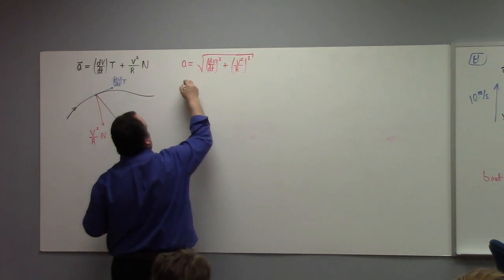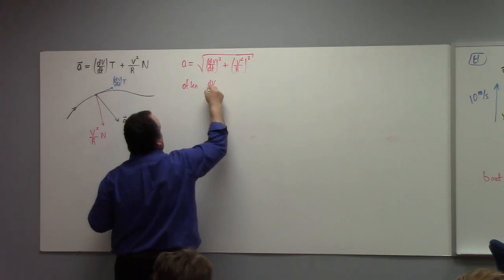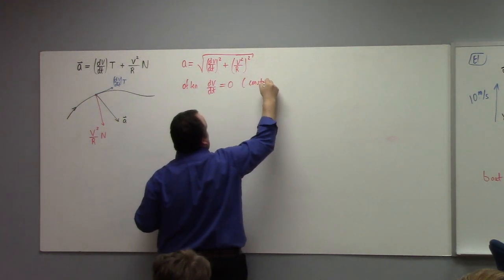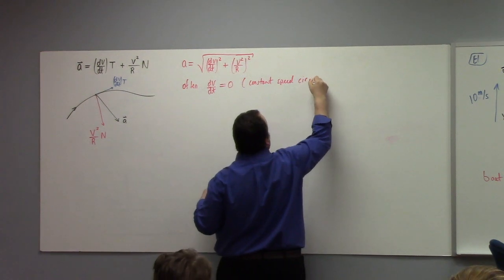So I want to look at some cases. Often we have dv/dt equal to 0, which is to say we have constant speed circular motion.